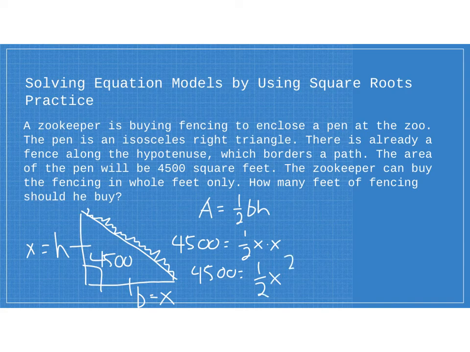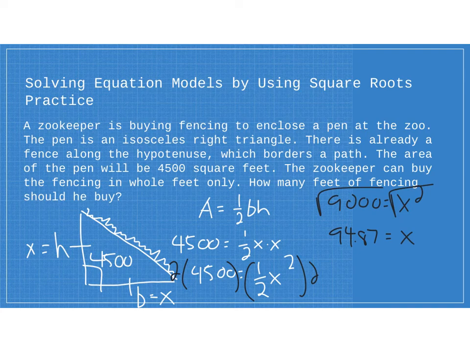And then what we want to do from there is isolate our squared term. So we multiply by 2 on both sides, and we get 9,000 equals x squared. Take our square root, and we get x equals the square root of 9,000, which isn't a whole number. So when we plug that into the calculator, we get 94.87, and that is plus or minus.